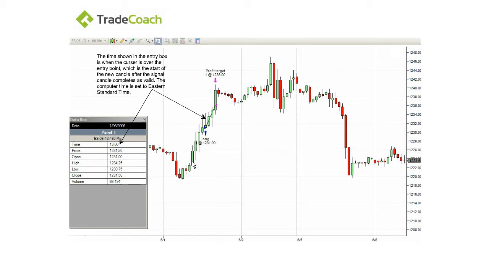1, 2, 3, 4, 5. Let me just try my drawing tool here. So we have our 5 candles in a row. We have 5 higher highs. We have 5 higher lows. It wasn't Friday, so we're happy to take that trade.